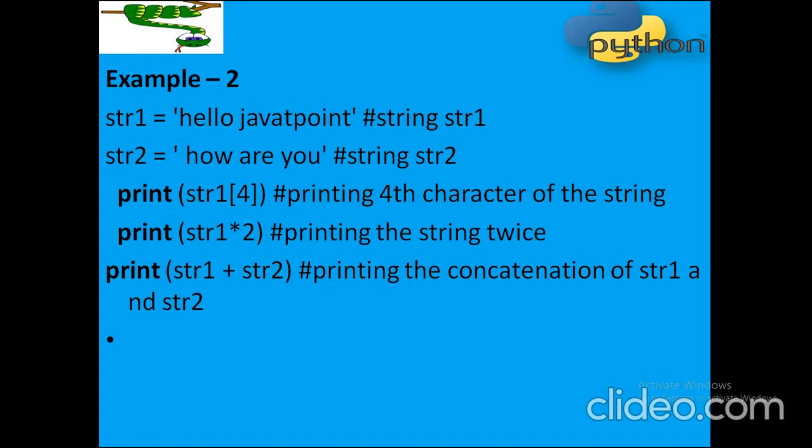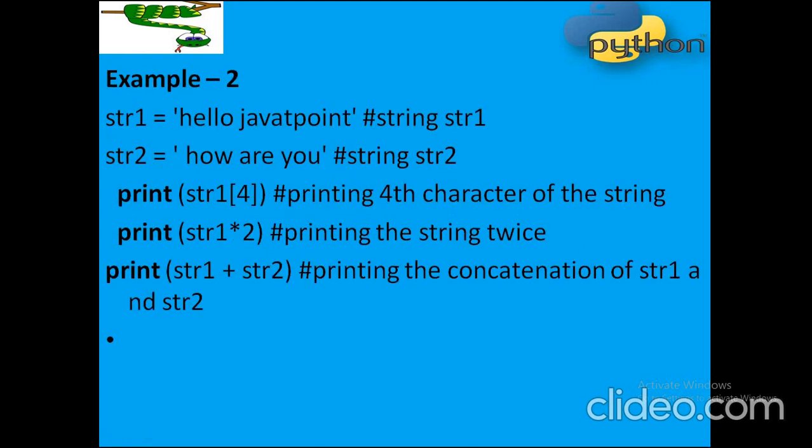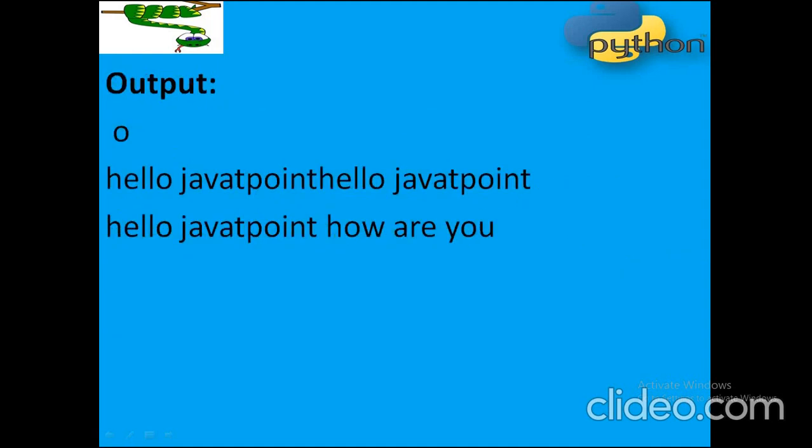By using this code we have the output like this: the fourth character is displayed. So this is index 0, 1, 2, 3, 4. This is the fourth character, displayed here as o. By using the repetition operation, that is star 2 on hello Java point, we have displayed hello Java point two times, and how are you. This is by using the concatenation operation.